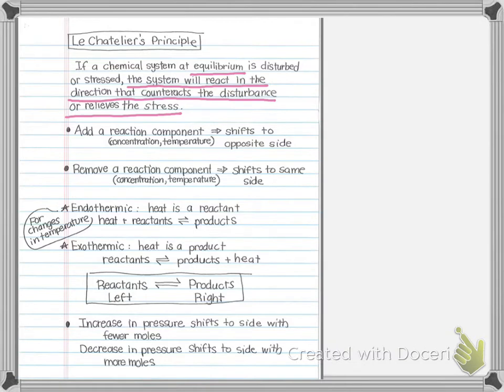So, kind of like people, when people are stressed or disturbed, we tend to react in a way that's going to counteract our disturbance or relieve the stress. And that's also how reactions respond. So we might think about, well, what disturbs reactions or stresses them? Well, adding and removing reaction components stresses a reaction.